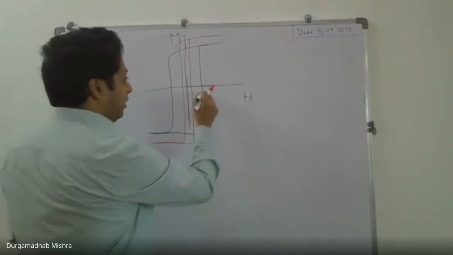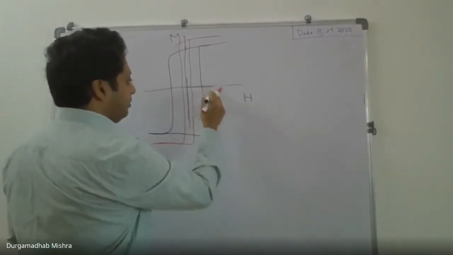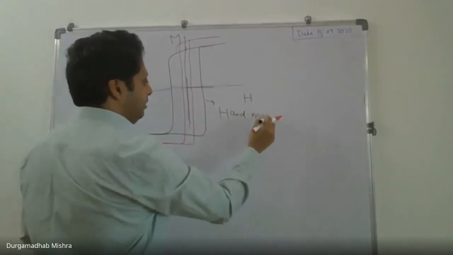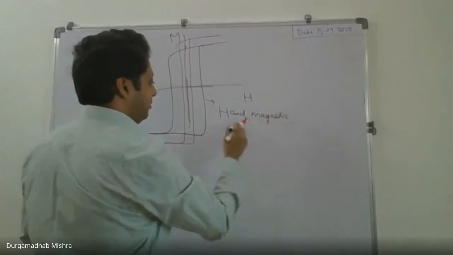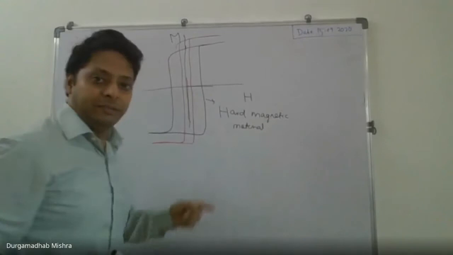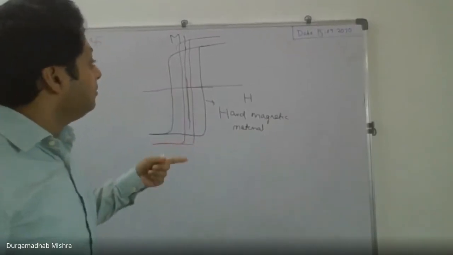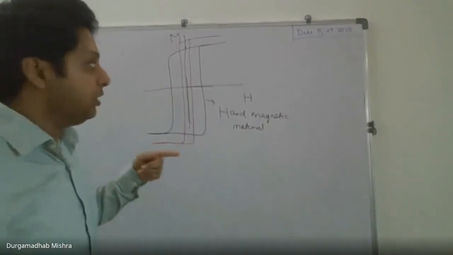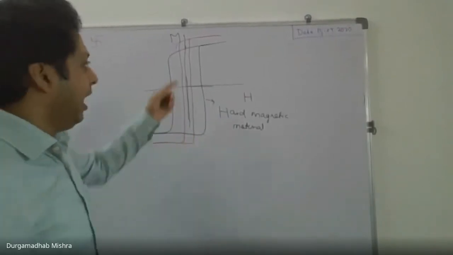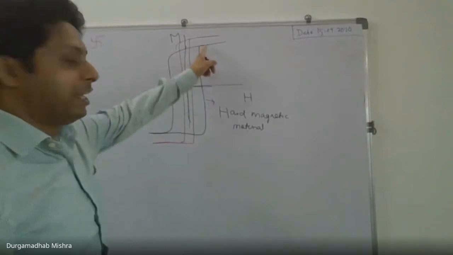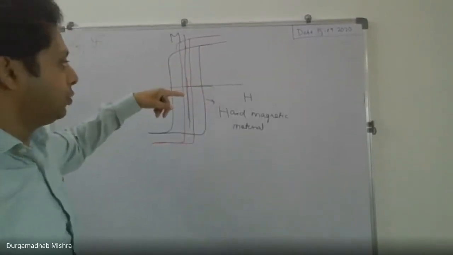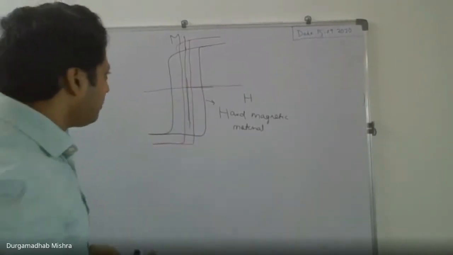The hysteresis with large coercivity is known as a hard magnetic material. Hard means it is difficult, so you spend more energy to demagnetize it, or even to magnetize it. So you need a higher field to saturate it. Also, if you want to demagnetize it, you need more energy.